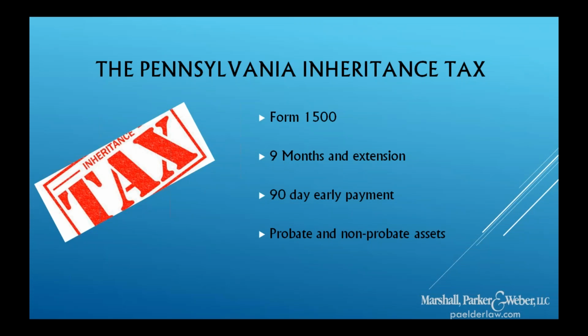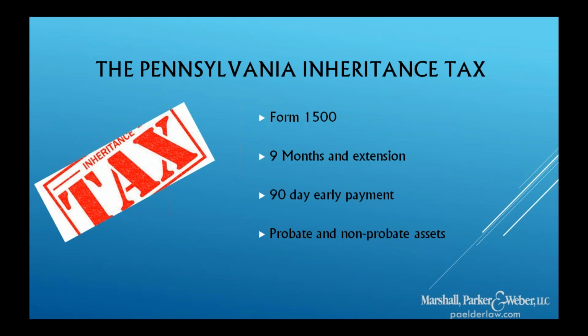Now, during the course of the administration, a Pennsylvania inheritance tax return will have to be filed with the Register of Wills. A Form 1500 has to be filed within 9 months of the decedent's death unless a 6-month extension has been requested. Now, the rate of tax varies depending upon who inherited the assets. Spouse is at 0%, while children and grandchildren are at 4.5%. If you're a sibling, it's at 12%, and all other people, 15%. Of course, if there are charities, they are at 0%.